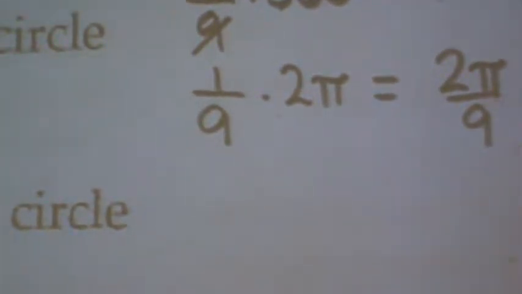And what's 1/9 in radians? You're going to multiply it now by 2 pi. So 2 pi over 9. So 1/9 of a circle is 40 degrees, or it's 2 pi over 9 radians. Easy? How about number 3? So we have to write both answers? Yeah, it says find the degree and radian measure.